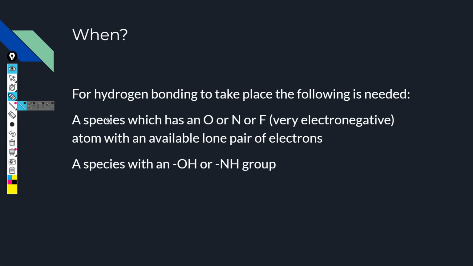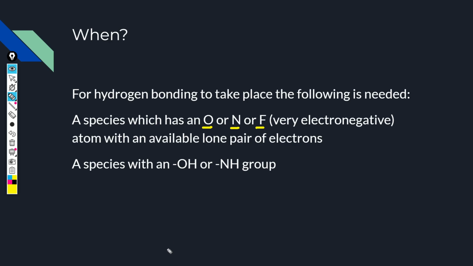Okay, so when does hydrogen bonding take place? Hydrogen bonding can occur when two of these conditions are met. For example, when there's a species, so an atom, which is very electronegative. As we know, NOF, nitrogen, oxygen, fluorine, are the three most electronegative elements. So whenever a hydrogen is bonded with these, it will be very electronegative. It will have a hydrogen bond.